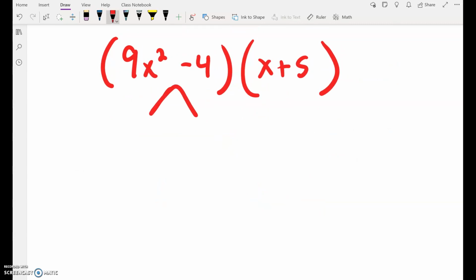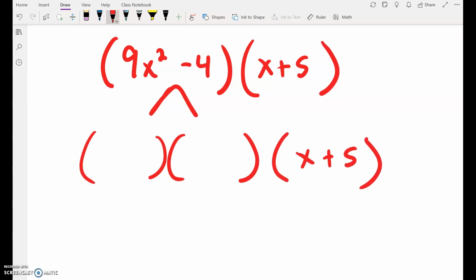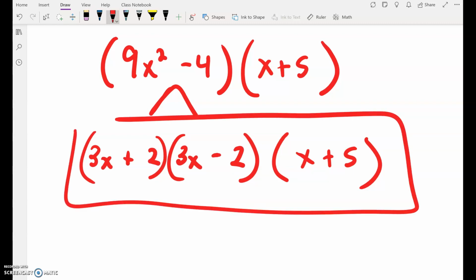That is a difference between two perfect squares. 9x squared and 4 are both perfect squares. And so this x plus 5 is just chilling over here. But this 9x squared can be broken down into 3x and 3x. And this 4 can be broken down into 2 and 2. This is what you would need to have for full credit. Okay?